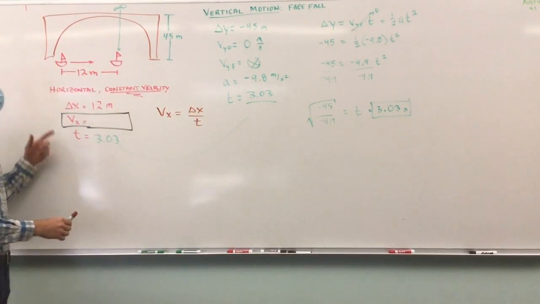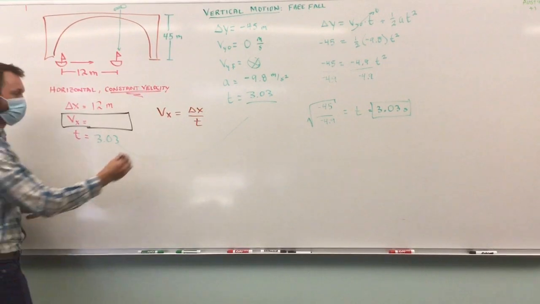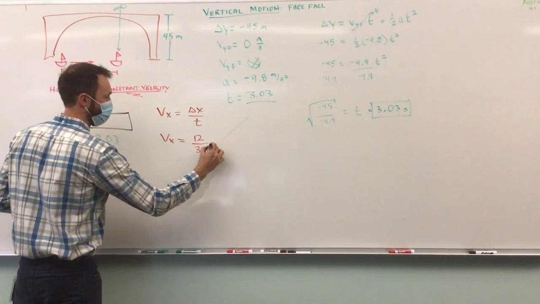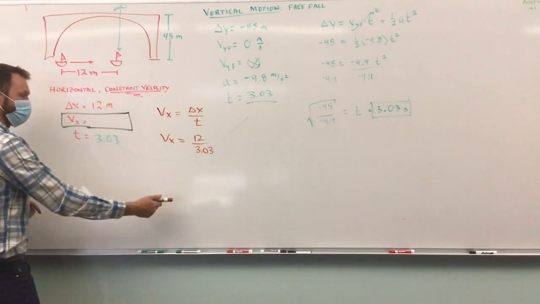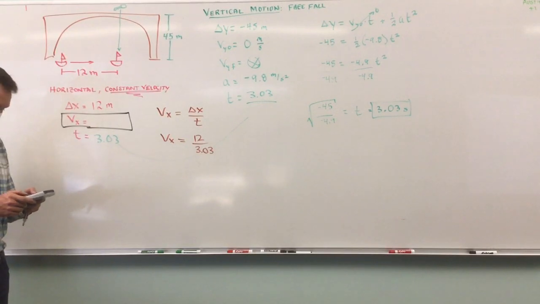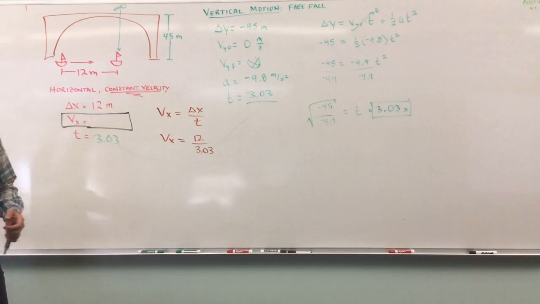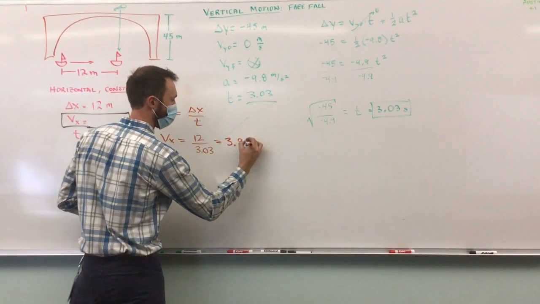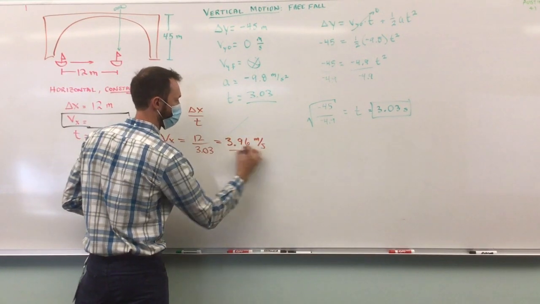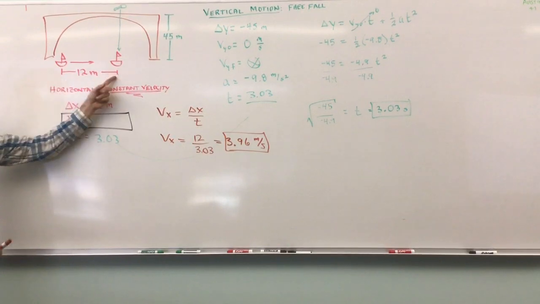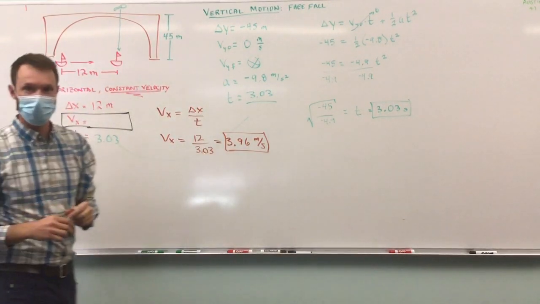We just need to know how long it took the boat to cross the 12 meters, because that was a constant velocity. We just use that change of position, that change of time, and then we get 12 divided by 3.03 seconds. Then we get 3.96 meters per second is the average velocity of this boat as it moves when the key is dropped from 45 meters above.